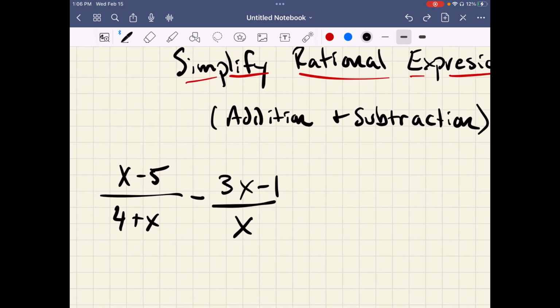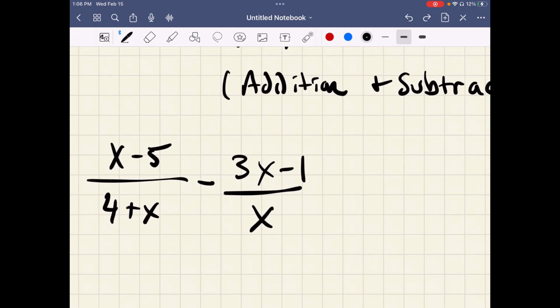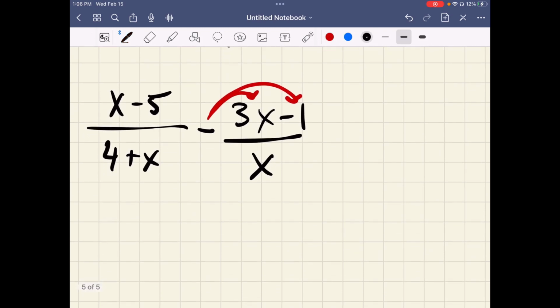And if you'll notice, it's a little bit trickier now because we have variables instead of just numbers. But it's still going to be the same idea and the same process, and I'll show you what I mean. The first thing I want to do is take care of this negative first. I'm going to turn it into an addition problem by multiplying that negative throughout the numerator, and it kind of acts like an invisible -1 that I multiply by everything in the numerator.